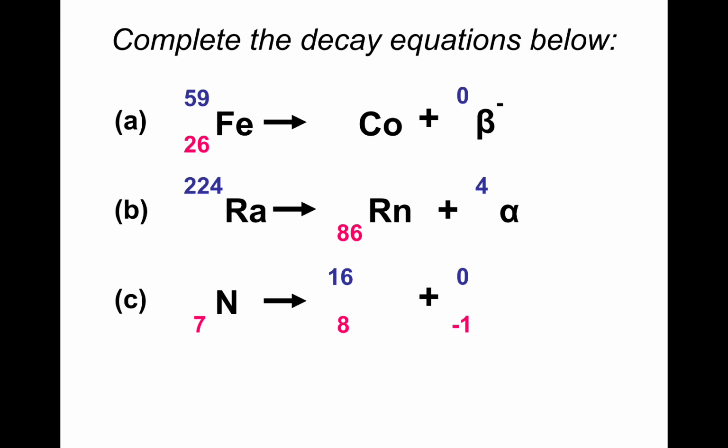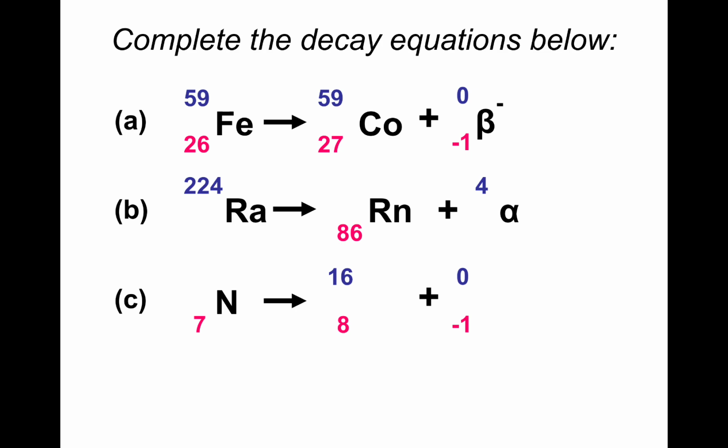So the first one, Fe, that's iron, into cobalt plus a beta particle. So the mass number for beta decay doesn't change. We end up with an extra proton because a neutron turns into a proton. And then obviously we've got to make this balance, so we need a -1. 27 minus 1 on the right hand side gives us 26 on the left hand side. So the next one is alpha decay.